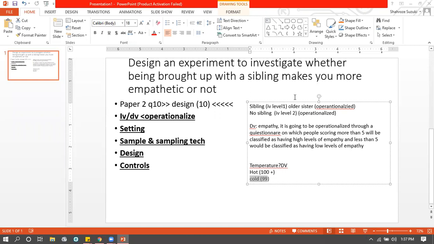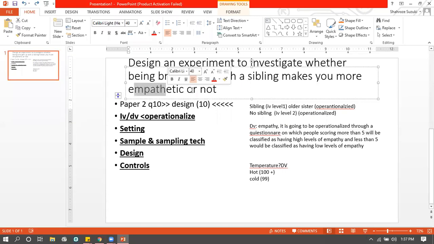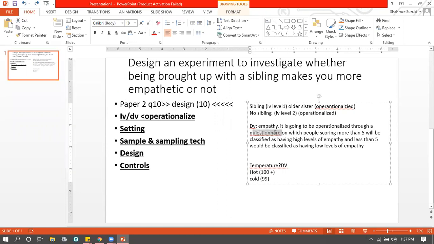Is there still any confusion regarding how we did this? All right. So by looking over here, when I say I'm going to use a questionnaire with which I'm going to measure people's empathy, on which people scoring more than 5 are going to be regarded as high empathy, less than 5 low empathy, I have to prepare myself. I know that I have to describe or detail the questionnaire in the experiment as well.